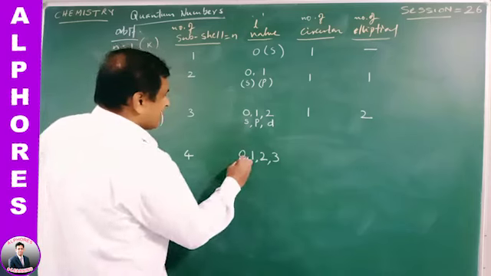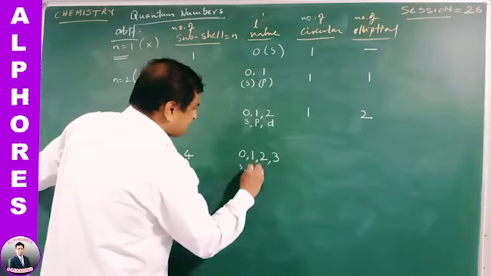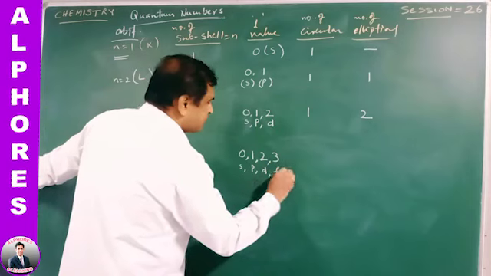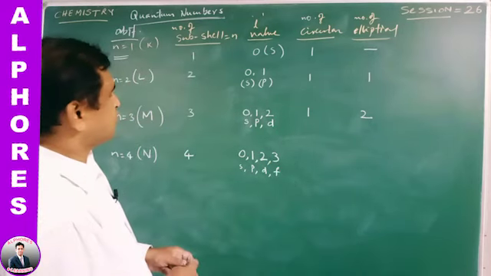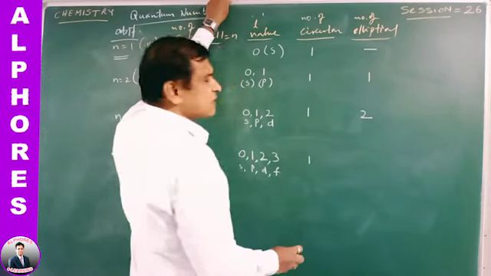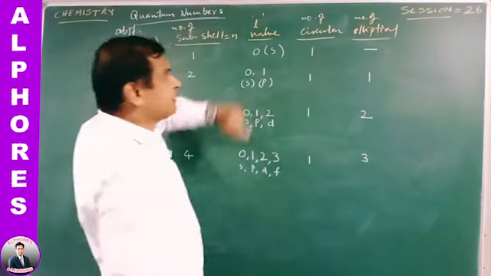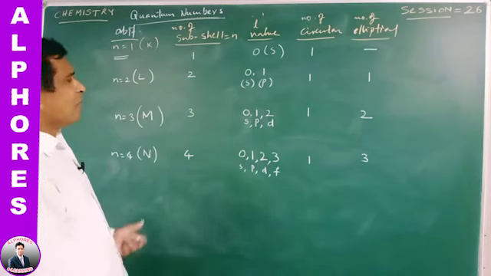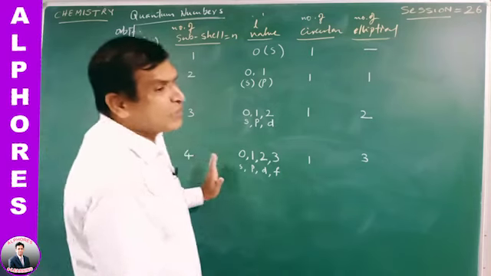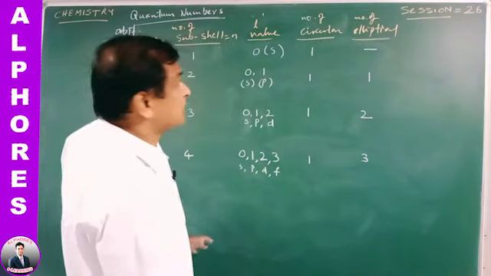Remember that. Now what are the designations given to them? L equal to 0 is the S subshell, 1 is the P subshell, 2 is the D subshell, and 3 is the F subshell. So the 4 subshells exist. Out of the 4, only one is a circular suborbit and the remaining 3 are elliptical suborbits. So these are the values based on the principal quantum number and azimuthal quantum number, and the number of circular and elliptical suborbits, that means subshells.